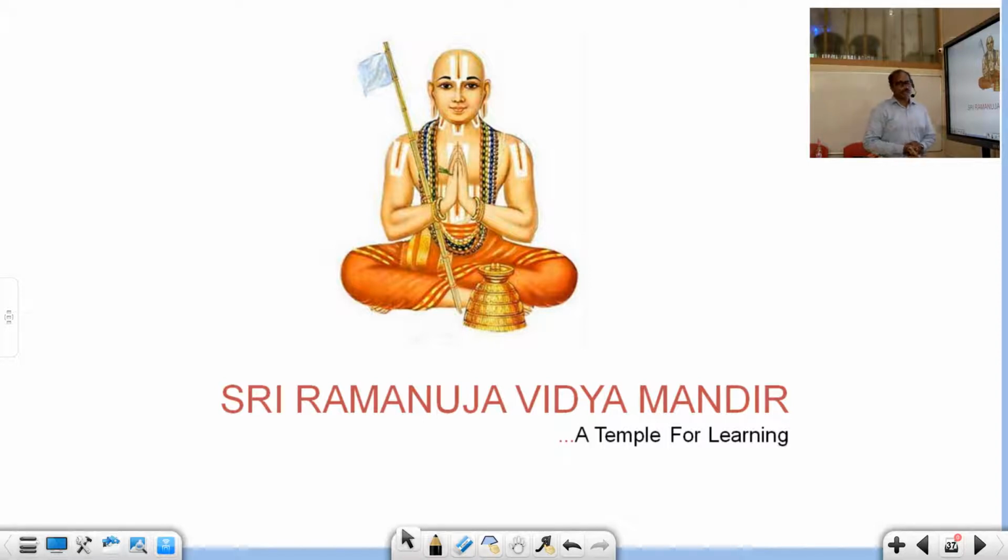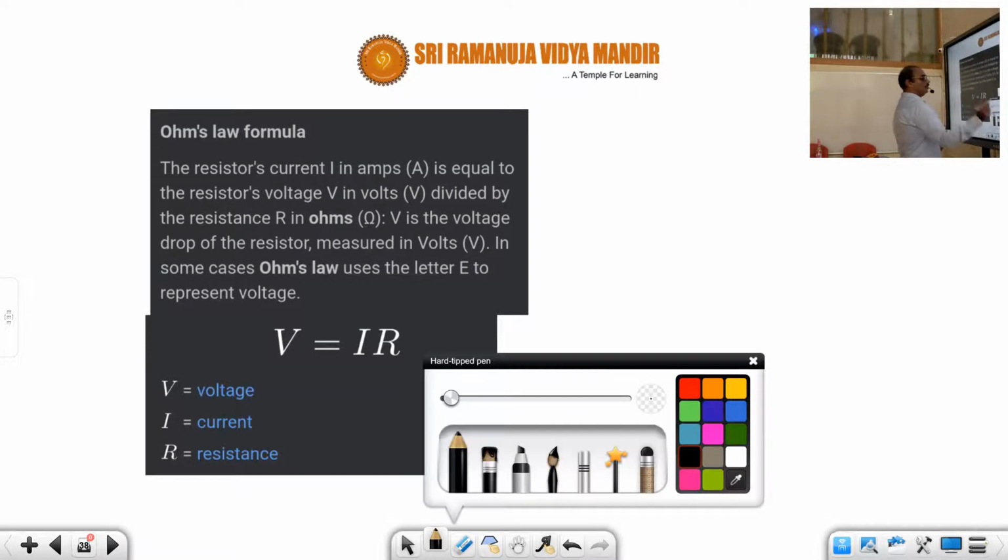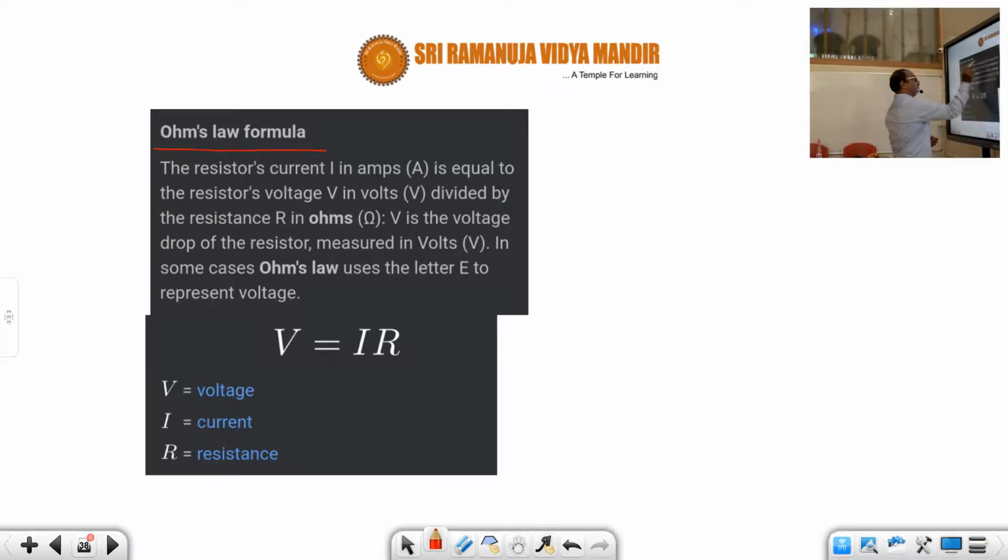So in this class, we will discuss the necessary physical quantities required to flow a current, and also resistance and its properties. Now let's see Ohm's law. This is the equation of Ohm's law.